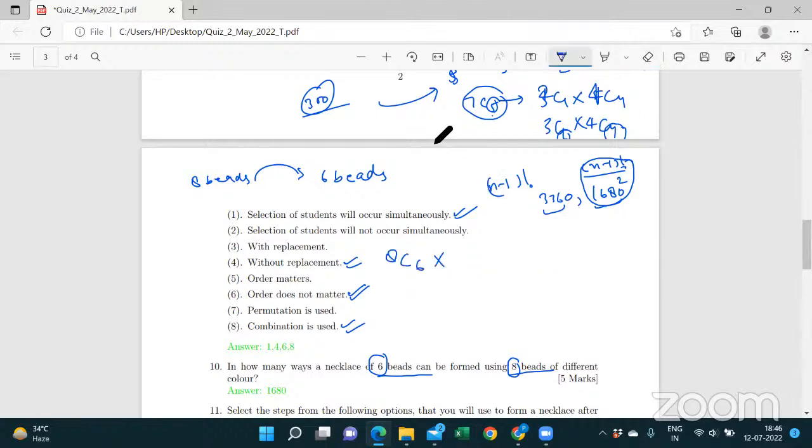Hello, am I audible? Yes, sir. Okay. First we need to select 6 beads out of 8 beads. So in how many ways can we do that? In 8C6 ways, right? Yes, sir. Is this clear for everyone or not? Now, using these 6 beads, I have to form the necklace. So in how many ways can I do that?